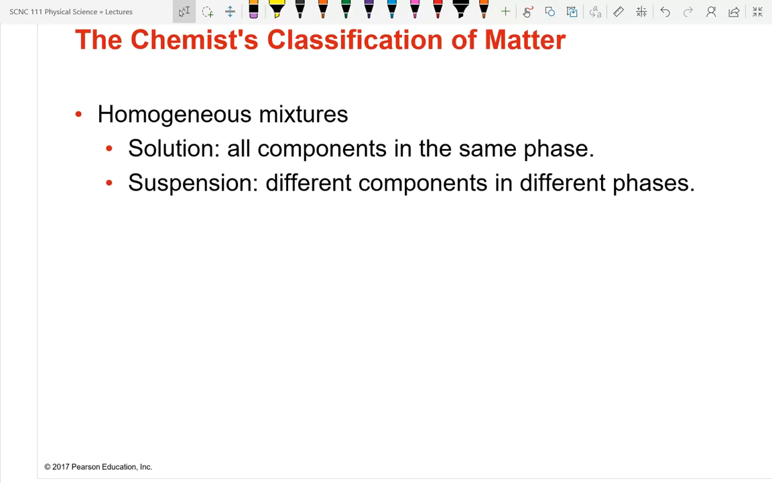Colloidal silver. Colloidal silver. Colloidal silver is a colloidal suspension where you have little small particles of silver metal that are suspended in water. So it's another example of a suspension.